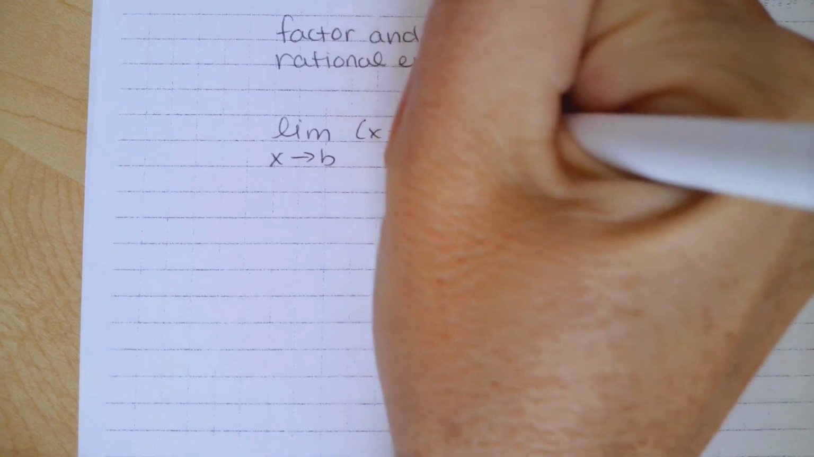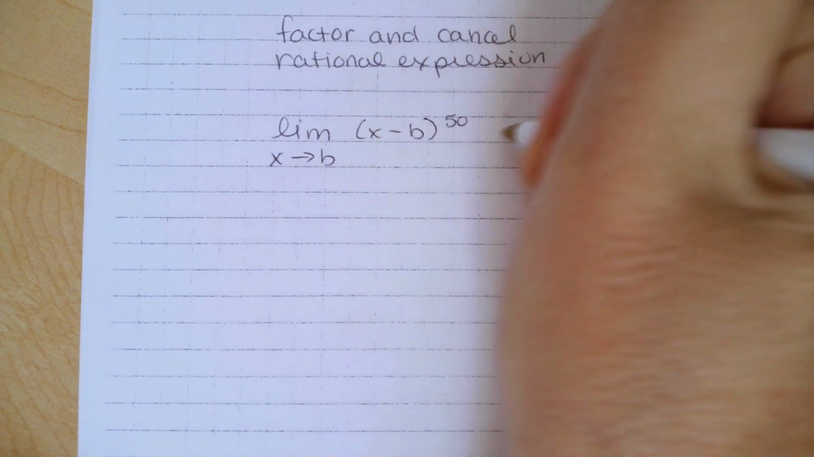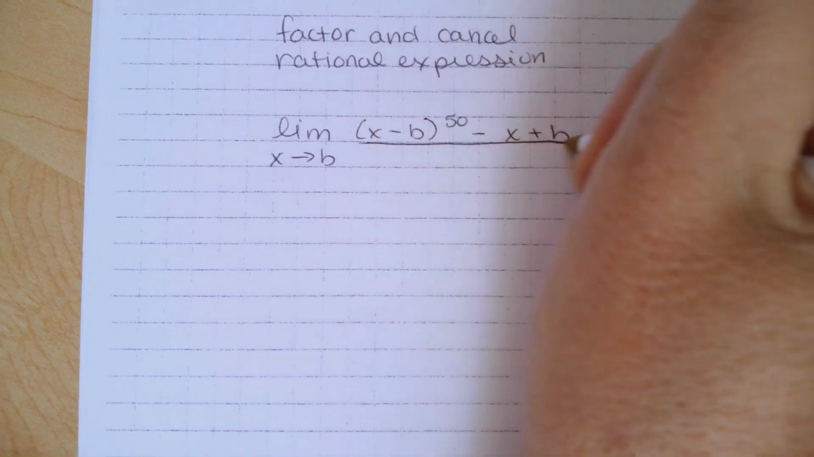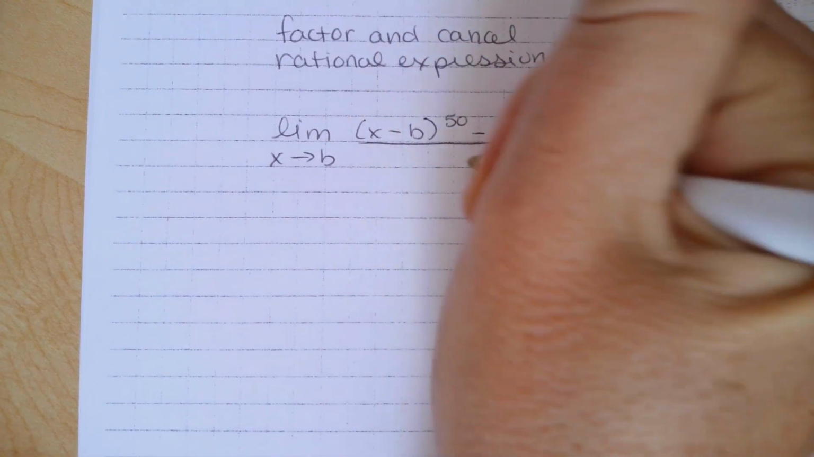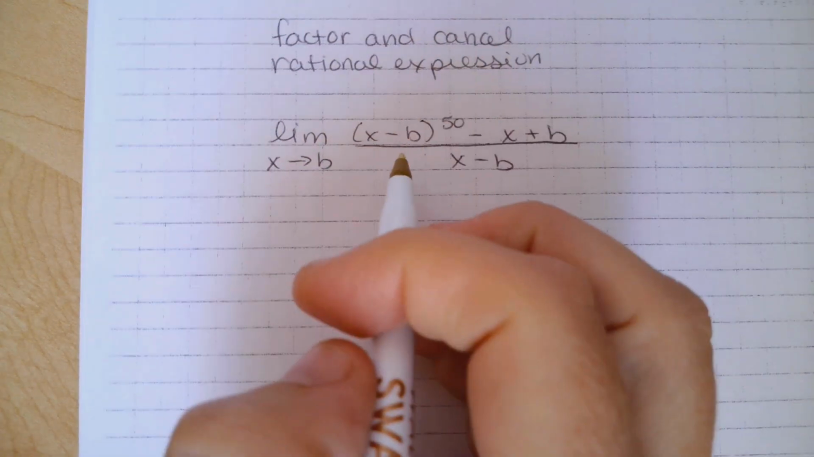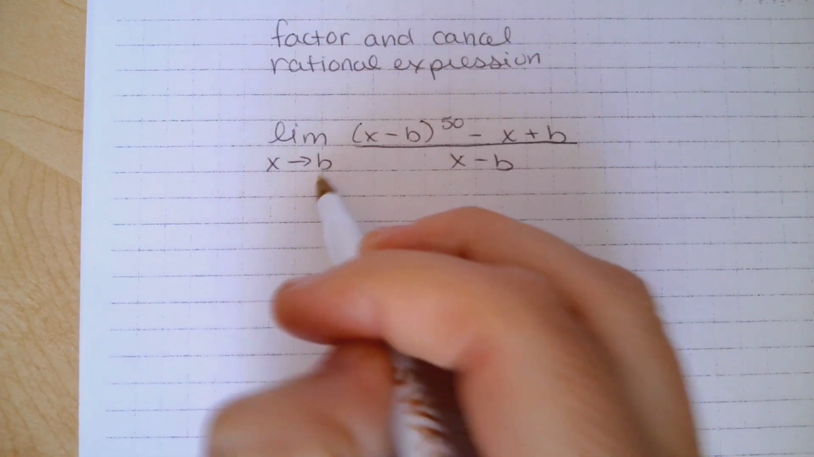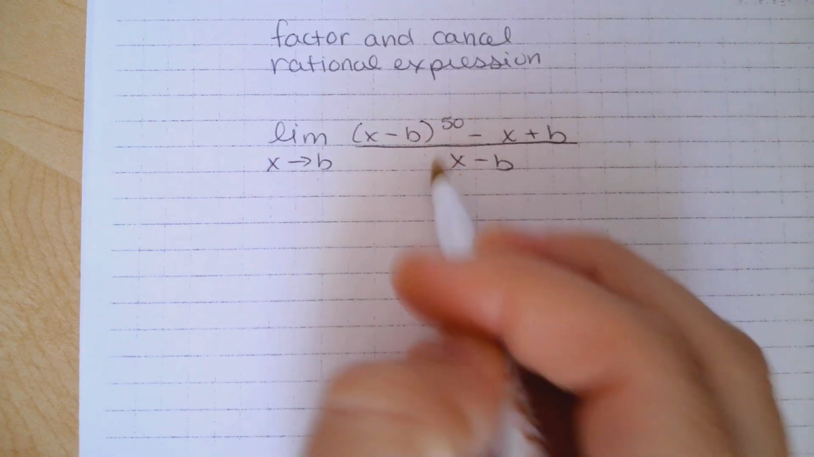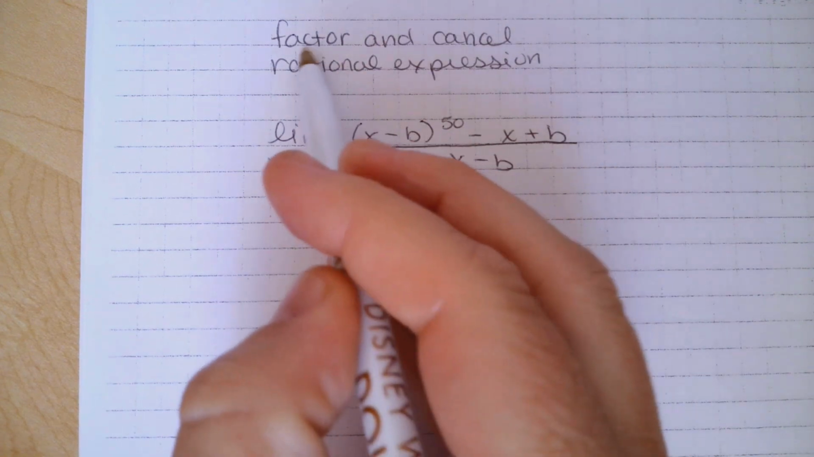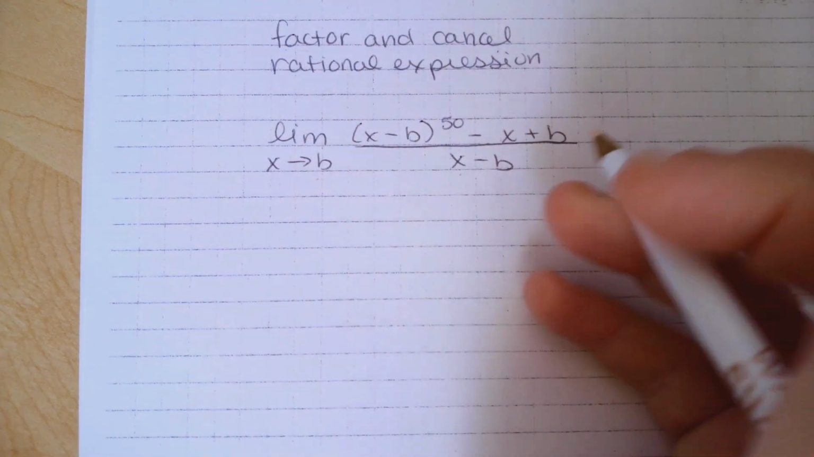So we have the limit as x approaches b of x minus b raised to the 50th power, over the rest of the expression, negative x plus b or minus x plus b. And clearly, if we were to plug in b here, we would get 0 in the denominator. So we need to check to see if we can factor and cancel.